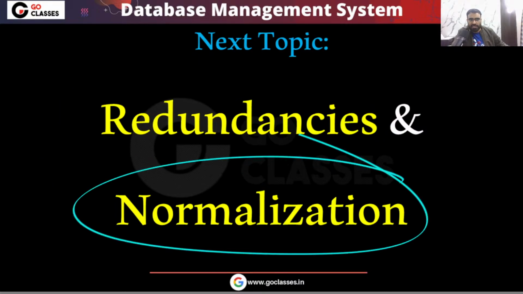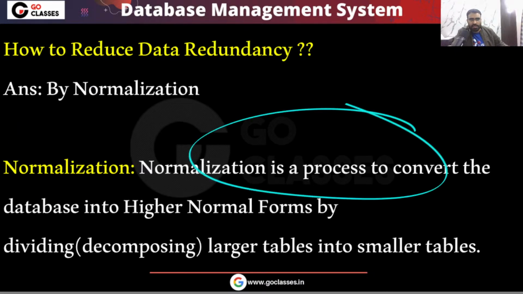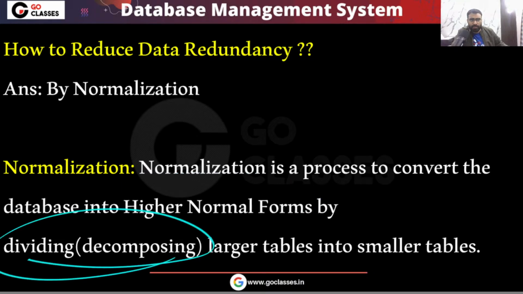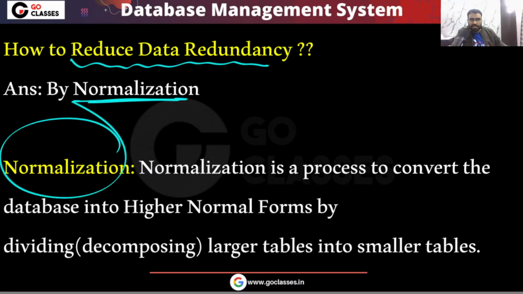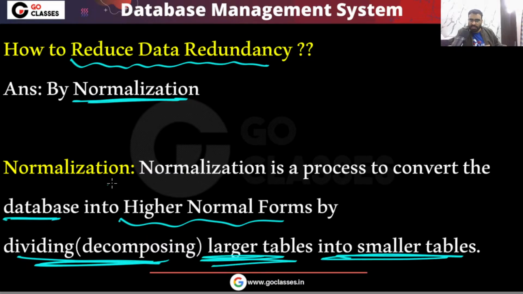Now let's see what is normalization. What is the definition of normalization? Normalization is a process to convert our database into higher normal forms by decomposing the large tables into smaller tables. This is the definition of normalization. The purpose of normalization you understood: we want to reduce data redundancy. Now, what is normalization? Normalization is a process, remember. It is a process to convert our database into higher normal forms by dividing the large tables into smaller tables. This is called normalization.